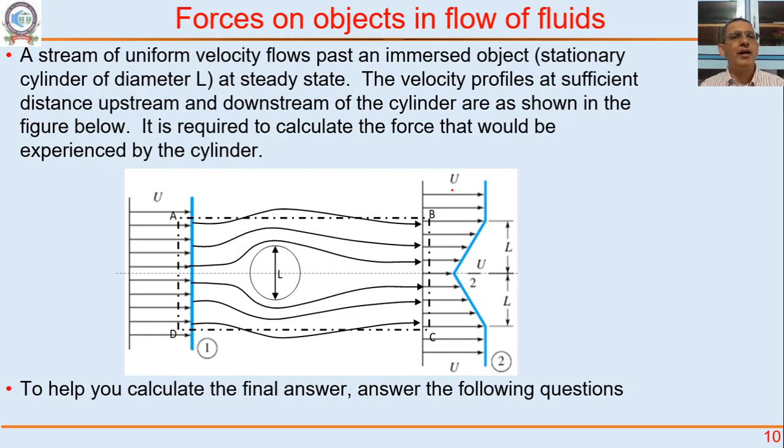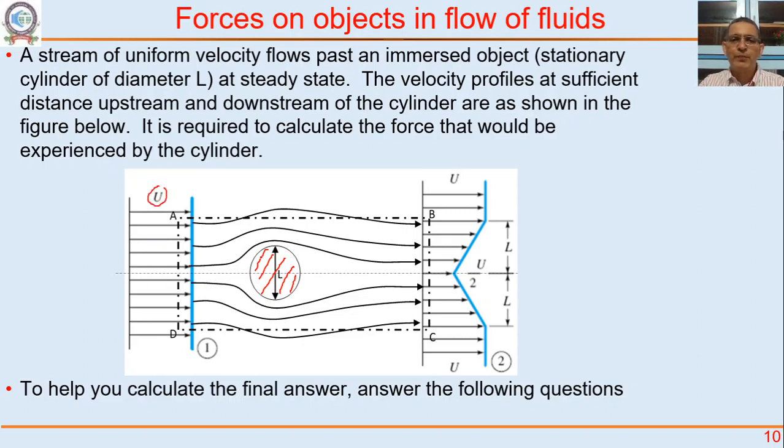Okay, here is another problem. Imagine that there is a cylinder. Let's say the diameter of the cylinder is D, and the width of the cylinder, perpendicular to the plane of the screen, is some W if you like, or B. Wind is coming from this direction, velocity is U, and the average velocity is the same.